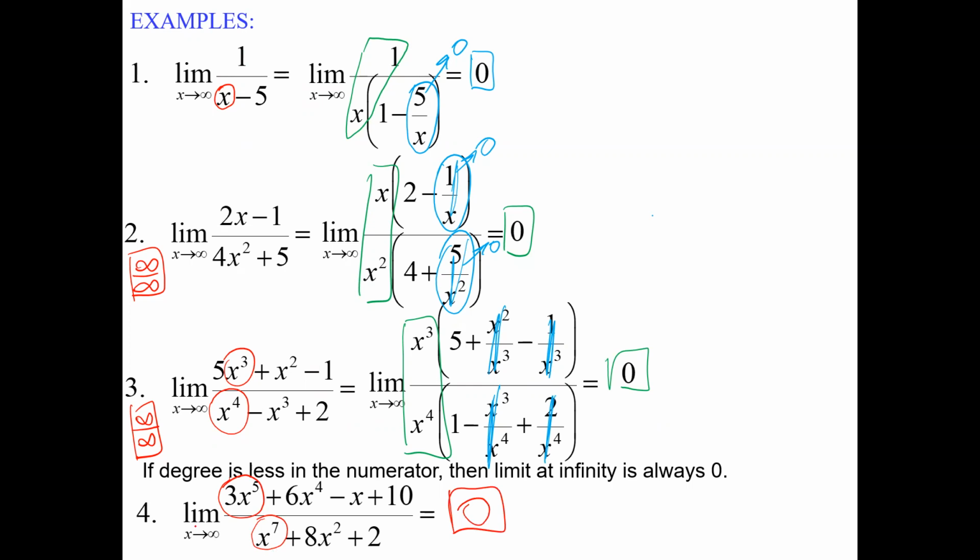And just maybe adding the concept of horizontal asymptotes, all of these zeros represent the horizontal asymptote. Horizontal asymptote at positive infinity, because we just investigated positive infinity. Okay, horizontal asymptote, y equals 0.